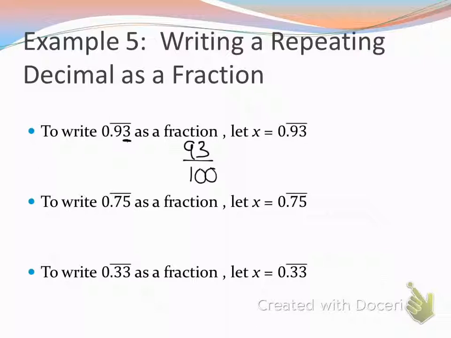What about the next one? How would I write it? 75 over 100. And what about the next one? 33 over 100. You're probably not going to be able to reduce these fractions. In a very rare case, you may, but most of the time you won't reduce them. If you can reduce them, go ahead and reduce. 75 over 100, yes, could be reduced to 3/4. Okay, most of the time they can't, sometimes they can.